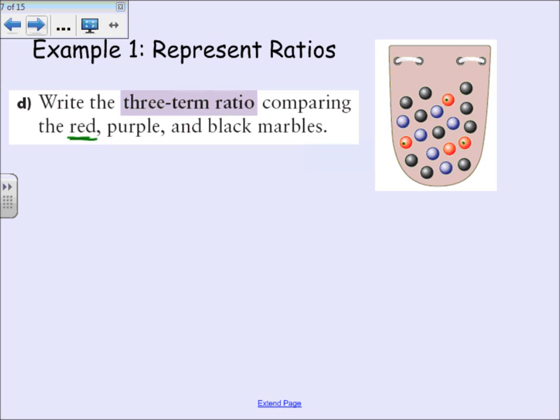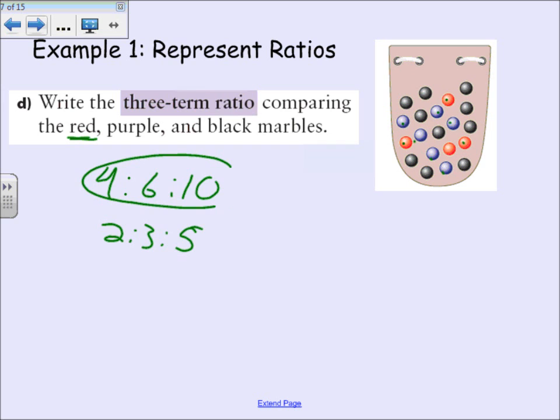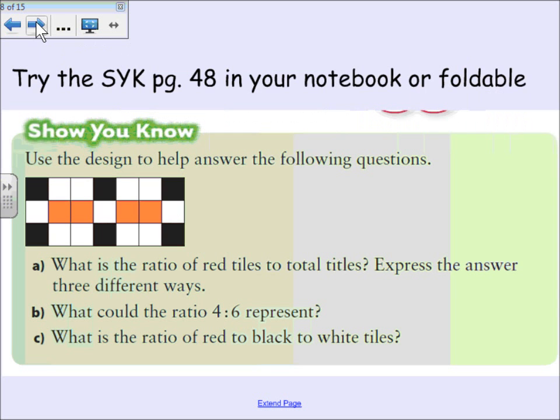Again, pause this at home so you can answer before I do. Check your answers. 4. There are 6 purple: 1, 2, 3, 4, 5, 6. And there are 10. If we wanted to have this in lowest terms, we could put this as 2 to 3 to 5. However, this is perfectly acceptable on an exam, unless I say put it in lowest terms.